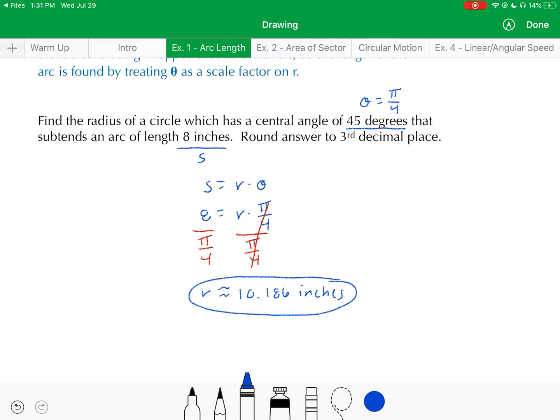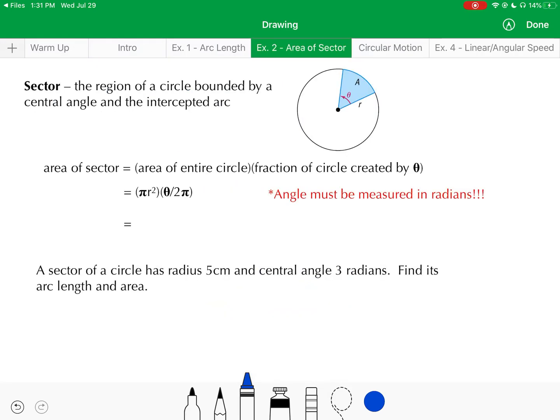Okay. All right, now let's transition to a sector. A sector is the region of a circle bounded by a central angle and the intercepted arc. Think of a sector, it's like a slice of pizza. So that's the blue region on your screen here. Okay, and of course the sector has an area associated with it. You can find that area by taking the area of the entire circle and multiplying it by the fraction of the circle that's created by the angle of the sector, okay?